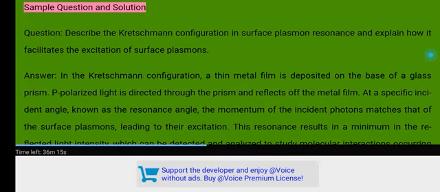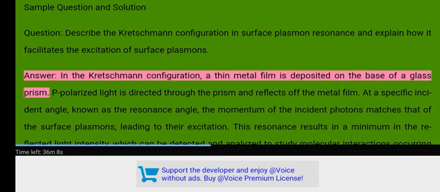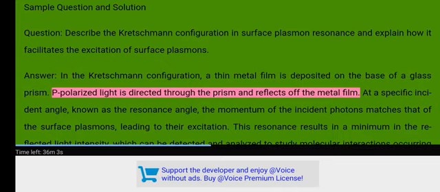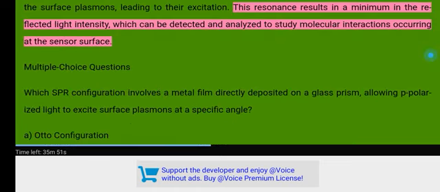Sample question and solution. Question. Describe the Kretschmann configuration in surface plasmon resonance and explain how it facilitates the excitation of surface plasmons. Answer. In the Kretschmann configuration, a thin metal film is deposited on the base of a glass prism. P-polarized light is directed through the prism and reflects off the metal film. At a specific incident angle, known as the resonance angle, the momentum of the incident photons matches that of the surface plasmons, leading to their excitation. This resonance results in a minimum in the reflected light intensity, which can be detected and analyzed to study molecular interactions occurring at the sensor surface.